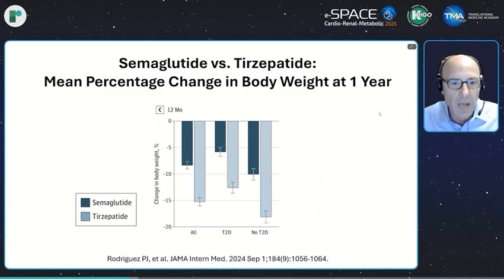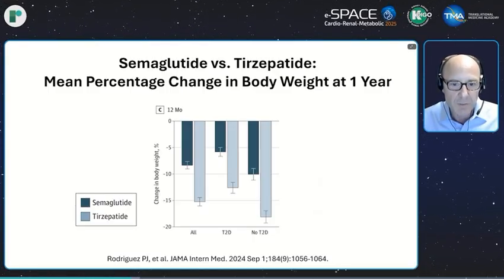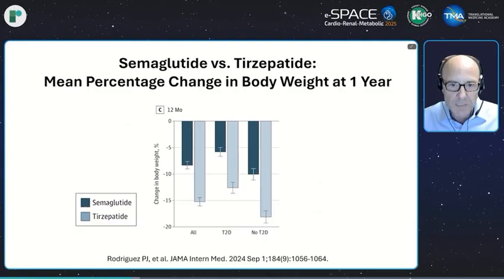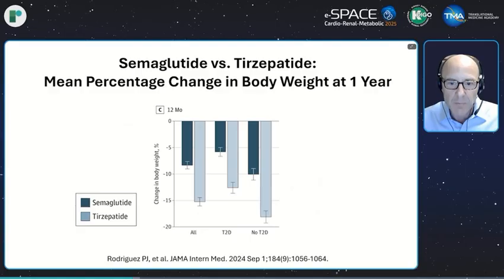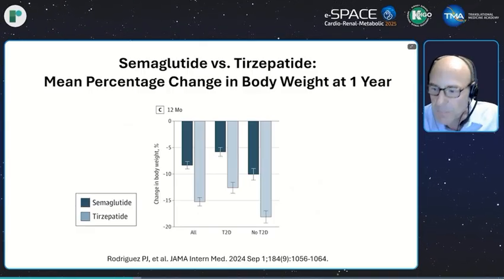And you can see semaglutide is in the dark blue and tirzepatide is in the light blue. And you can see changes in body weight for all groups. And then it's divided out into those with type 2 diabetes and without type 2 diabetes. And you can see that there was a significantly greater weight loss in the tirzepatide group compared to the semaglutide group.